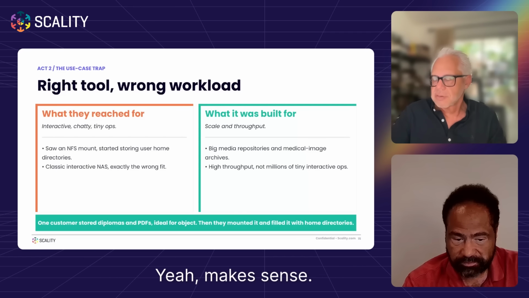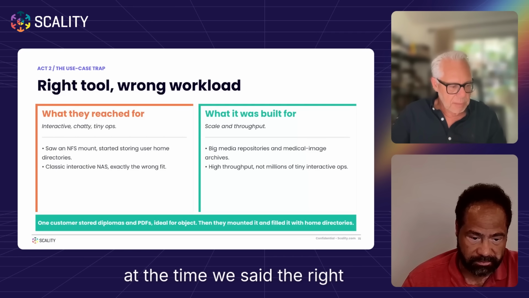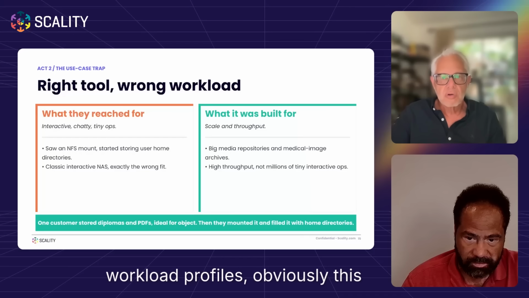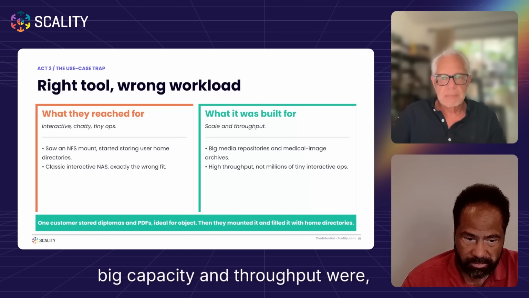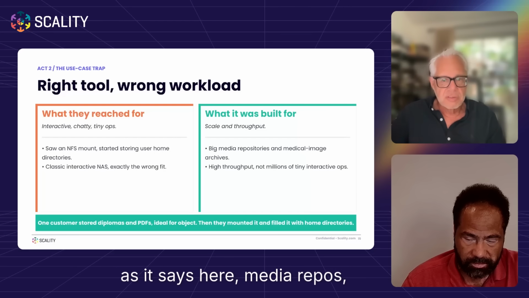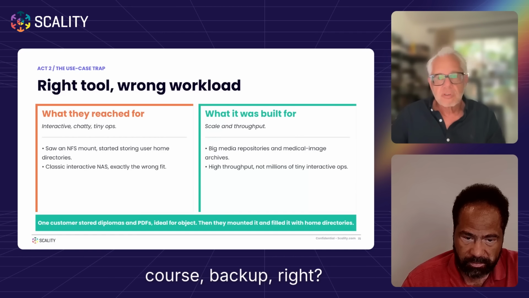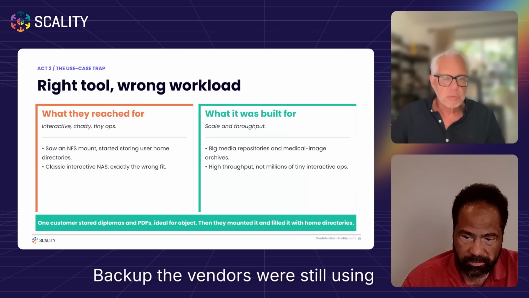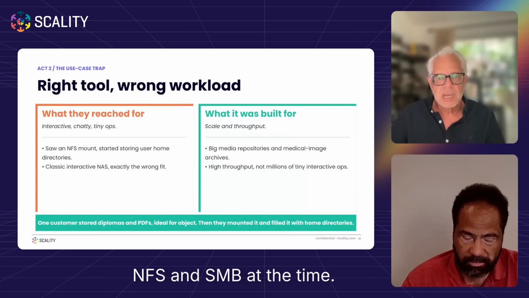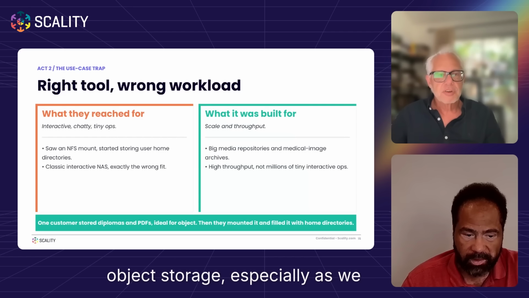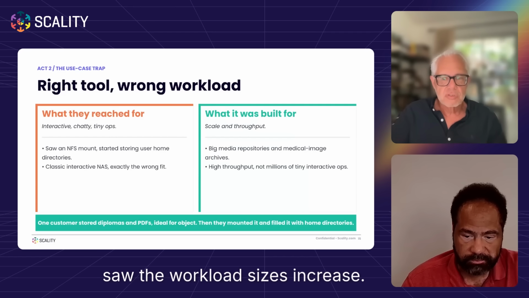Yeah, makes sense. In fact, I remember that at the time we said the right workload profiles, obviously this big capacity and throughput, were, as it says here, media repos, right? Big video files, medical images like PACS. And then there was another one, of course, backup. The backup vendors were still using NFS and SMB at the time. That's a pretty good workload for object storage, especially as we saw the workload sizes increase.